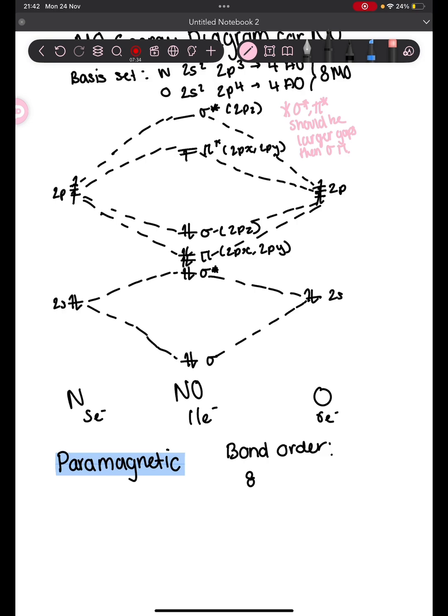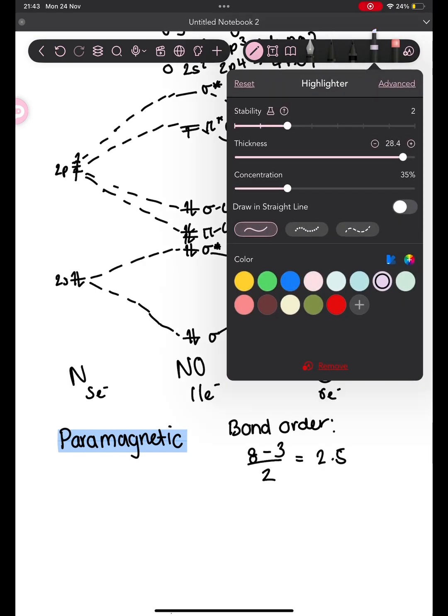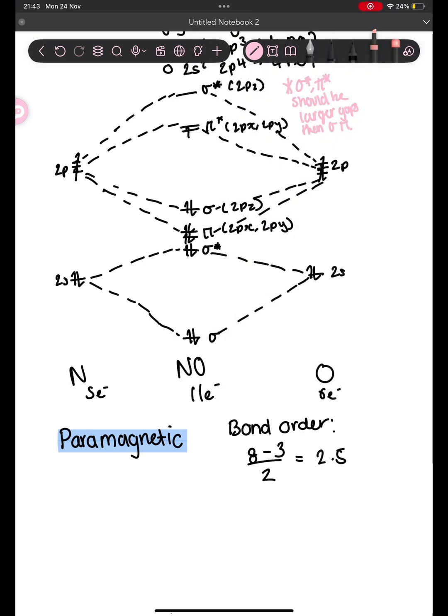Now from this we can also calculate bond order, and bond order calculation is when you take the antibonding electrons away from the bonding electrons and divide by 2. So for NO we have 8 bonding electrons and 3 antibonding, and that divided by 2 gives us a bond order of 2.5. And I'm just going to highlight where I found these electrons, just so you know where they are.